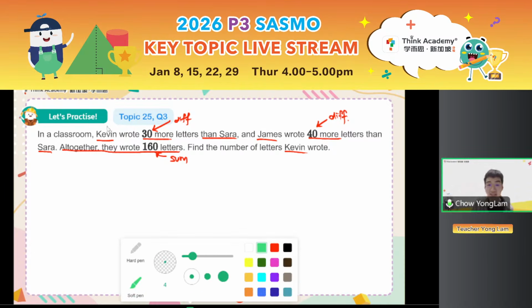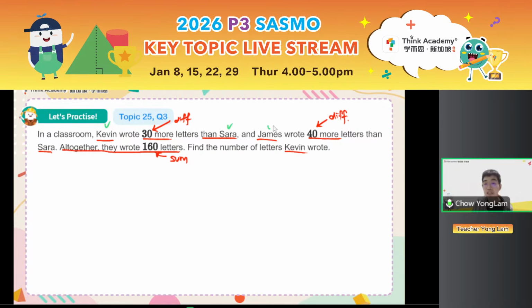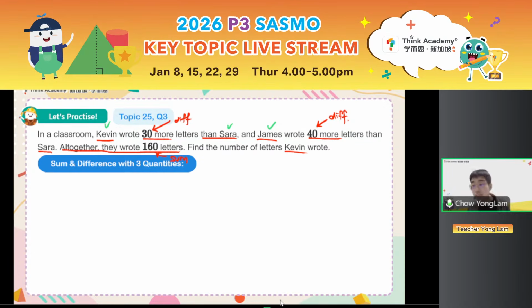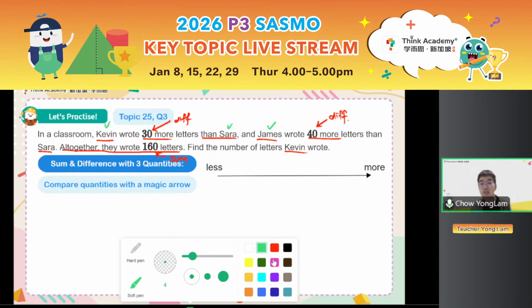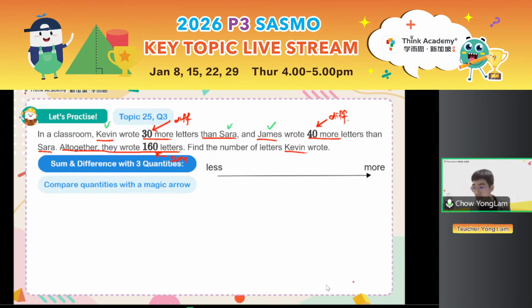Now, let me change my color. Kevin, Sarah, James. 3 people. We have 3 quantities to compare. When we have 3 quantities, please draw a magic arrow to compare them. Right, again, less side on the left, more side on the right. Now let's try to plant the people on this arrow to compare who has more and who has less.